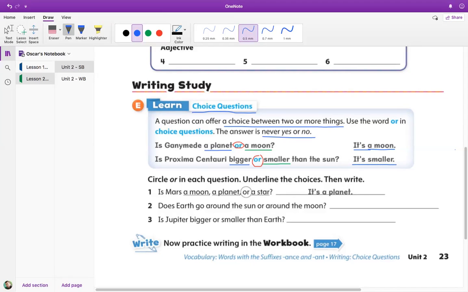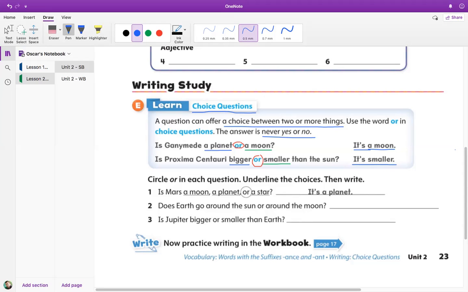Okay, let's now try to complete the exercise together. We will continue to see a little bit more choice questions. In this exercise, we have to circle or in each question and underline the choices, then write the answer. So basically what we have just done in the examples before, but the answers were already given. In this case, we are going to write them by ourselves. So the first one is another example already made by the book.